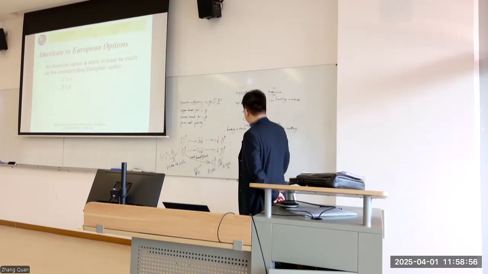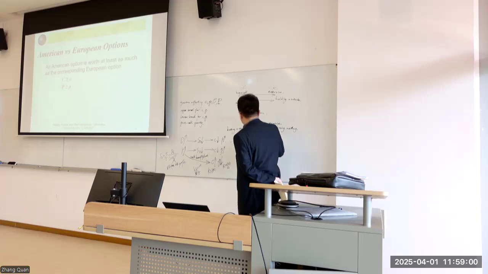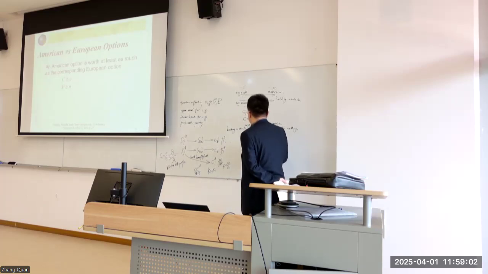Okay, so if we sell it, we get the stock price. Okay, to buy a put, we spend P. Exercise, we receive K.